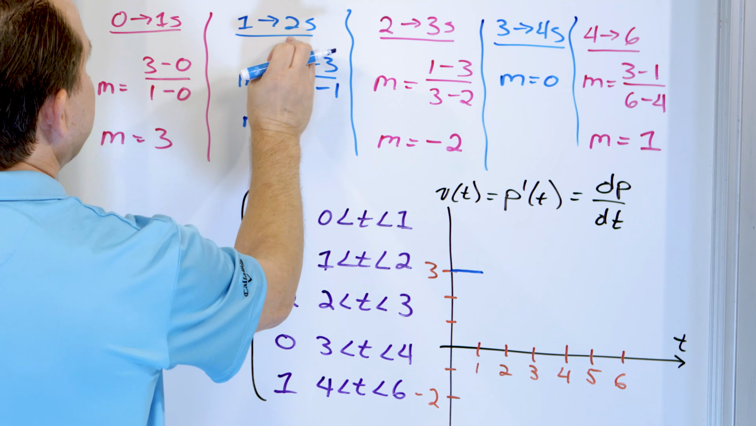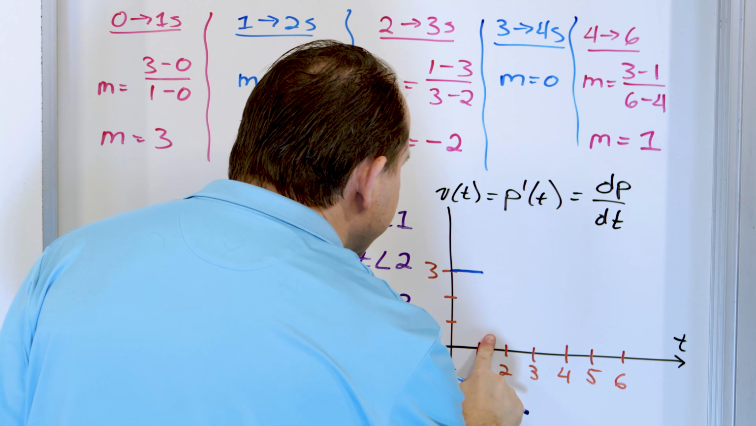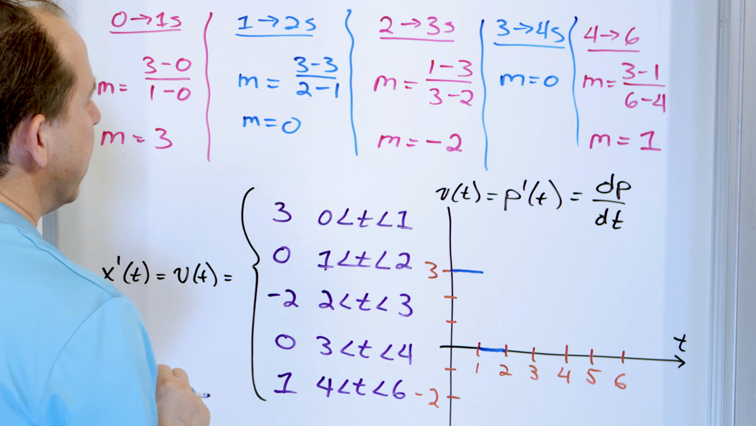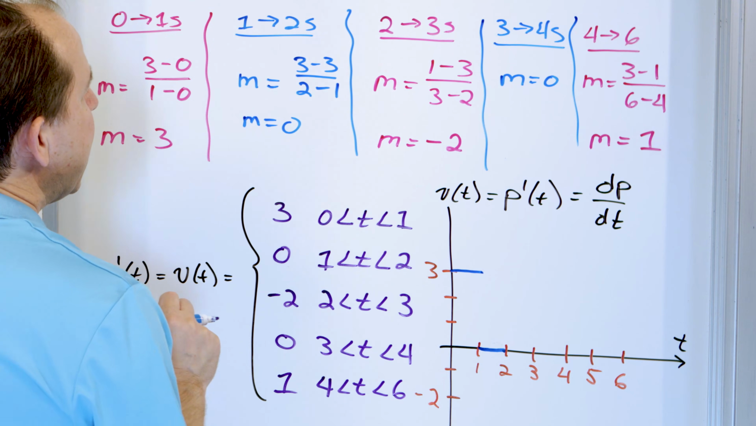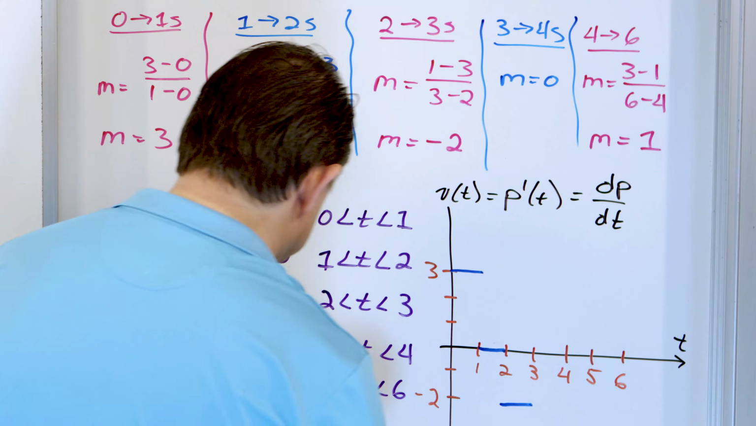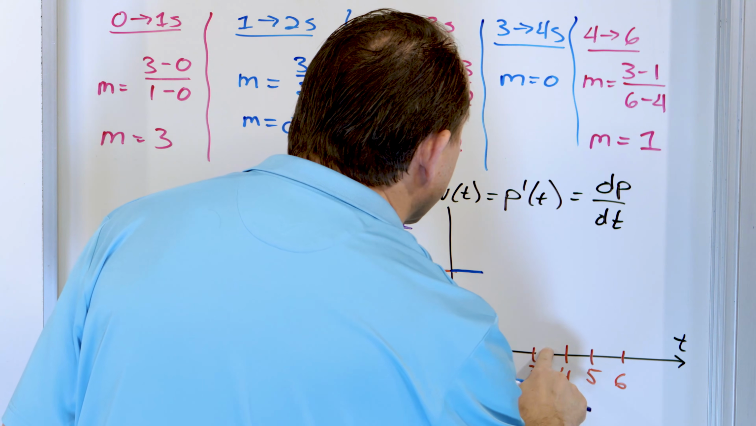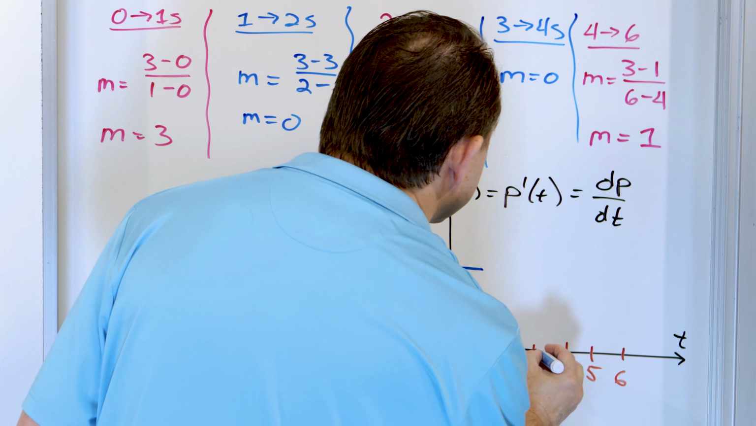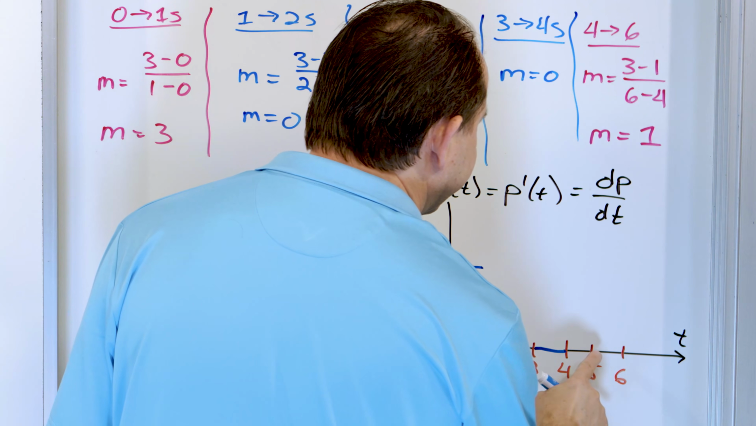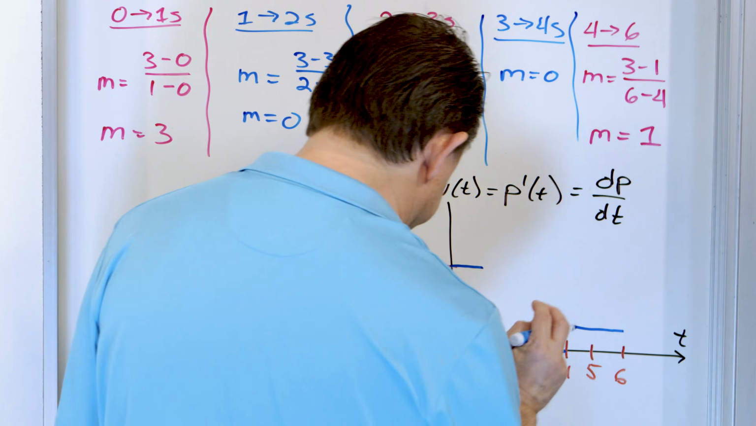And then between 1 and 2 seconds, the derivative was 0, so I'm going to erase my little axis here. And between 1 and 2 seconds, I'm going to put a blue bar down there, meaning the velocity is 0 right there. And then between 2 and 3 seconds, it was negative 2. Between here and here was negative 2 down there. And then between 3 and 4 seconds, again, the velocity was 0, so like that, which means it's down at 0 again. And between 4 and 6 seconds, it was 1 meter per second. So between 4 and 6, something like that right there.